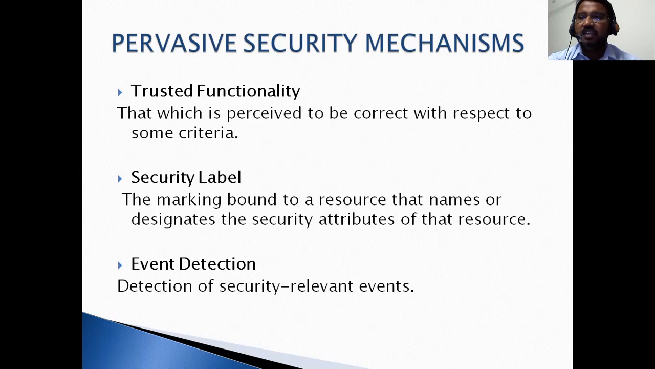Next is event detection. Event detection detects security-relevant events. Any event that occurs which the system feels is a security violation, it immediately identifies. For example, if a very important file is deleted by a user and it should not be deleted, that information is immediately identified and the action is restricted. That is called event detection.